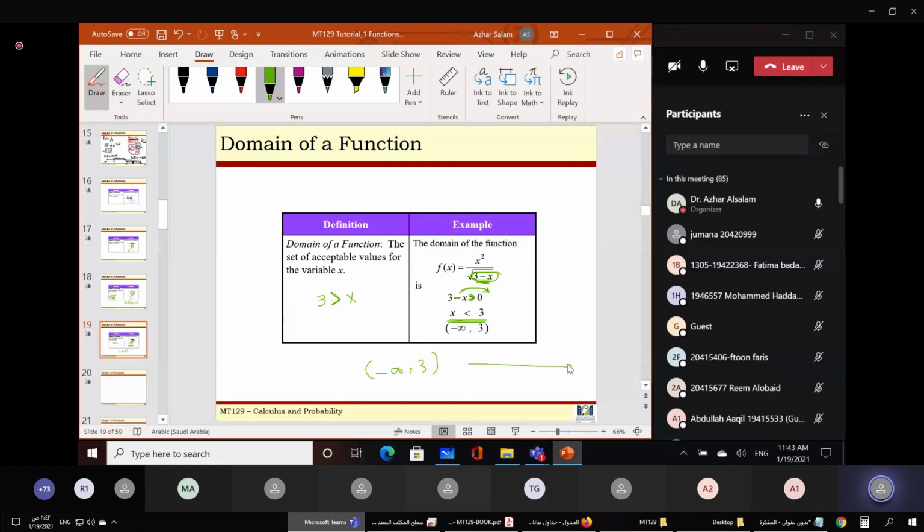Okay, and on the number line, it will be here 3. X less than 3 from the left, so it will be from minus infinity to 3. Of course, here it will be open, and here is positive plus infinity. This is the domain. Okay.